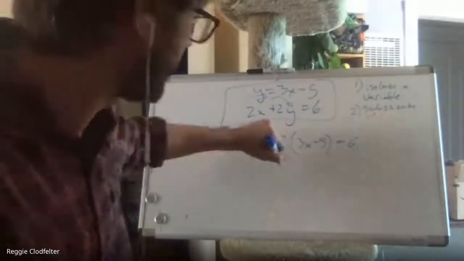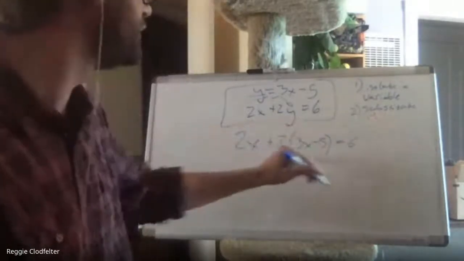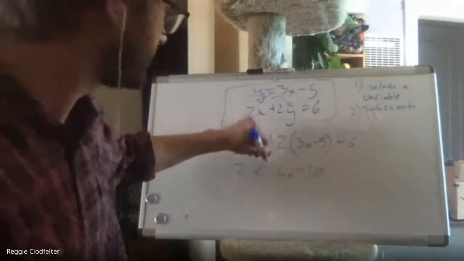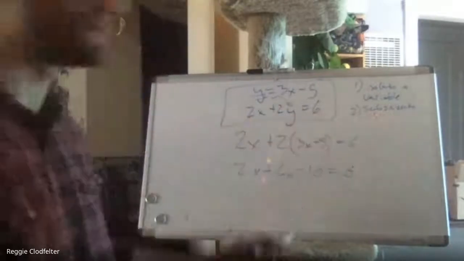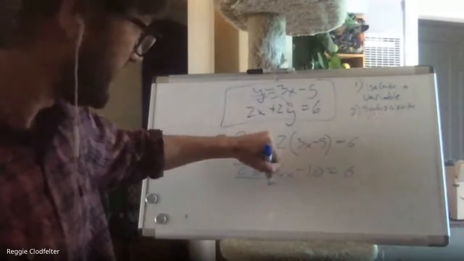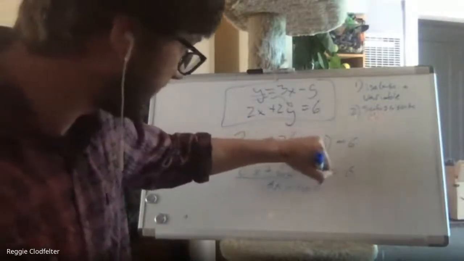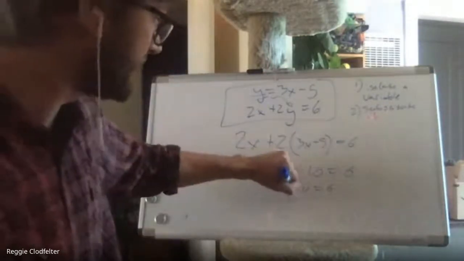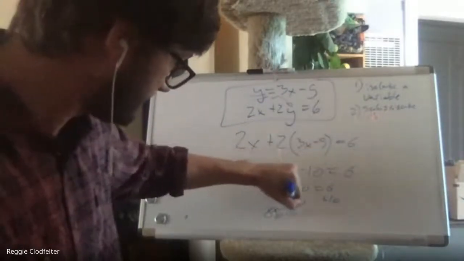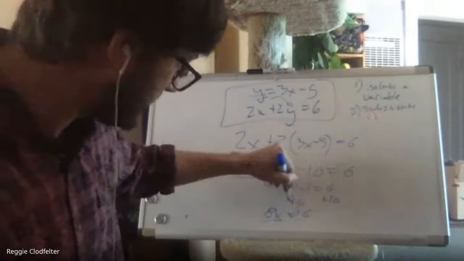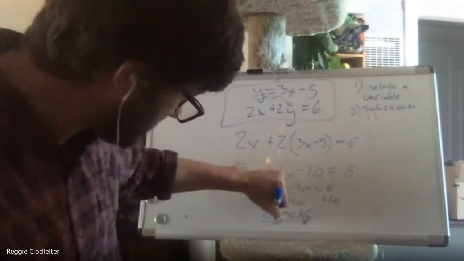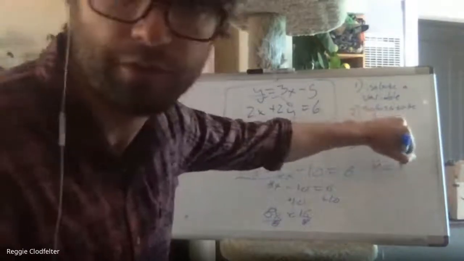2 times 3x is 6x. 2 times negative 5 is negative 10. So we get 2x plus 6x minus 10 equals 6. We can now combine our like terms. 8x minus 10 equals 6. Add 10 to both sides. 8x equals 16. And then divide by 8 on both sides to get x equals 2.